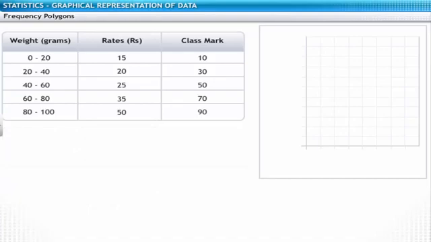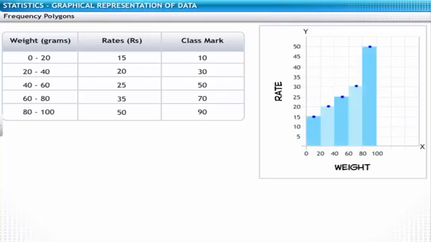As usual, we start by drawing the 2 axes, x and y. Here the variable is weight, and its value is the courier charges or rate. Now we mark the class marks found earlier along with the x-axis. Next, we mark the rates along the y-axis. Now, we plot the corresponding rate for each class mark on the figure and join these points.